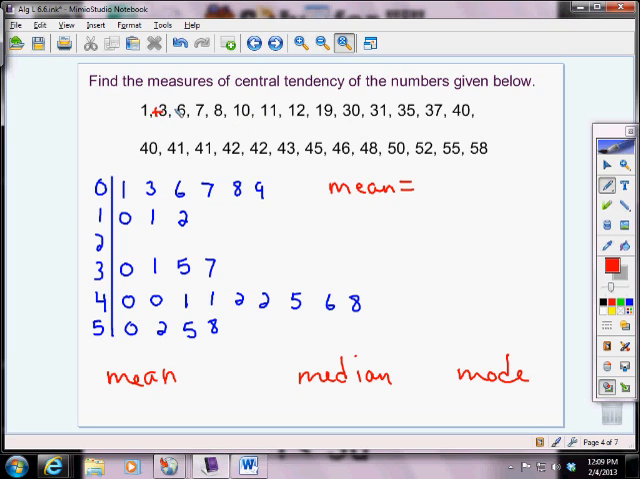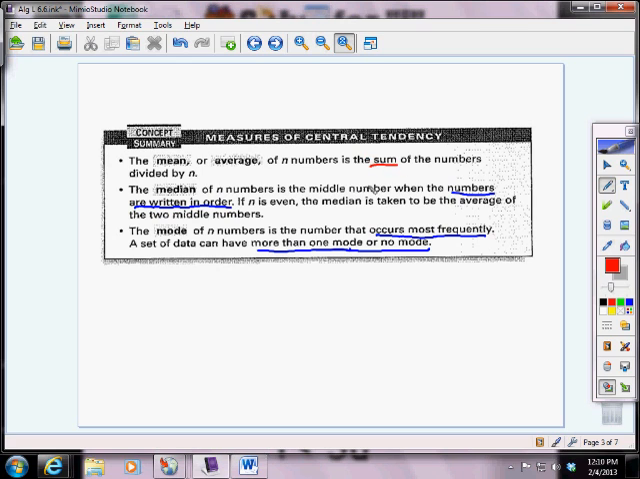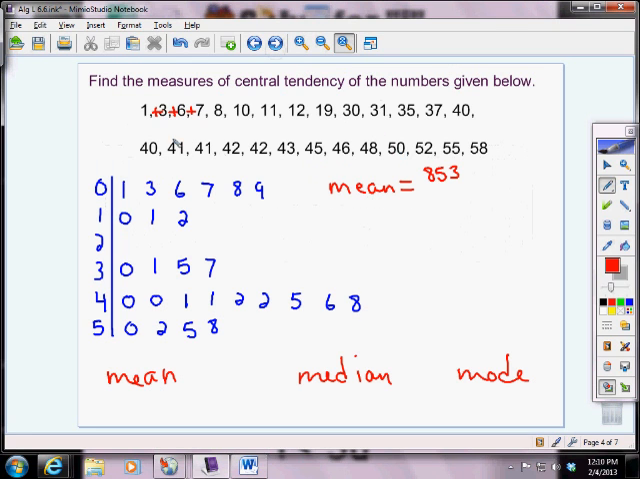So if you were to do that and add all of these up, you would come up with 853. Okay, so again, to find the mean, it's the sum. So add all these numbers up. That would work out to be 853. And then you have to divide by how many there are. If you count them all out, there are 27. Again, mean is another word for average.